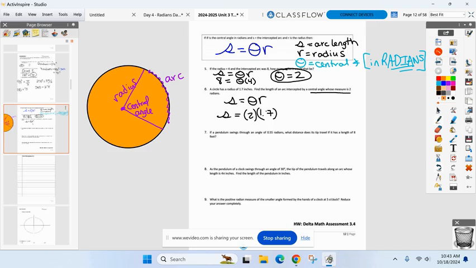You good over there, Nick? I'm good. 3.4. We can move on. Arc length's 3.4 inches.